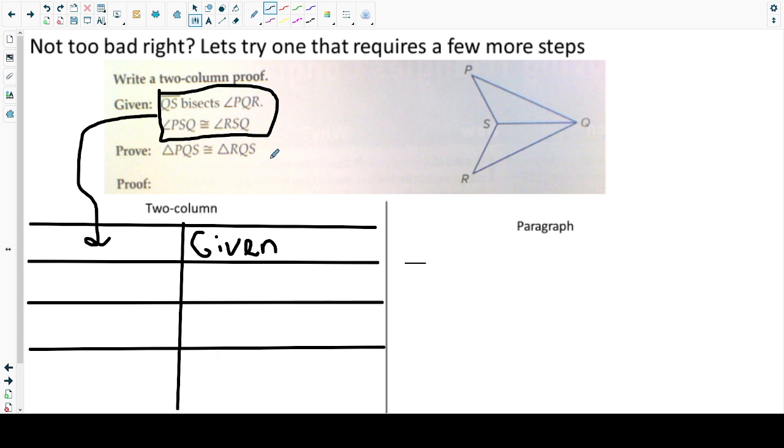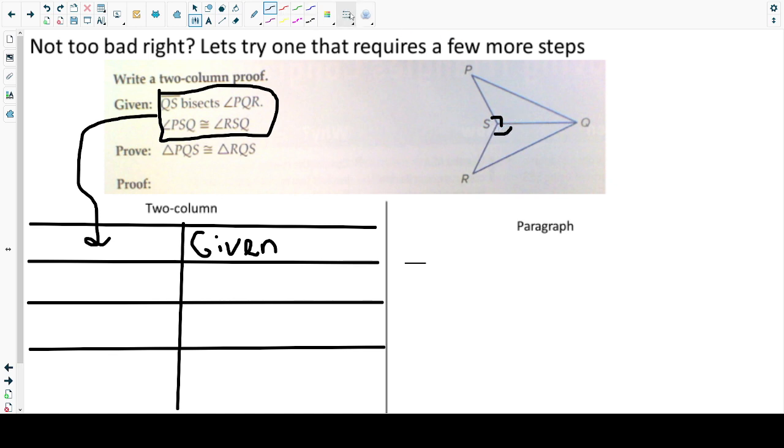Okay? Again, I'm just doing this to save time on the video, folks. And again, let's mark it down here. So QS bisects PQR. So we can't really mark that down just yet. PSQ is congruent to RSQ. That we can mark down. PSQ congruent to RSQ. Two little arcs there.